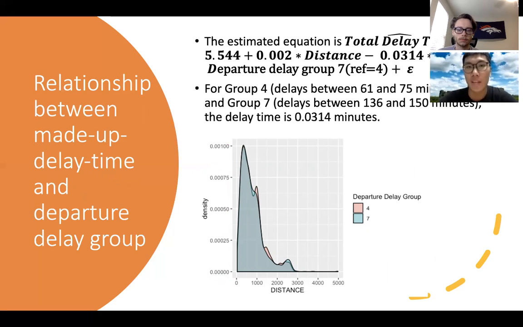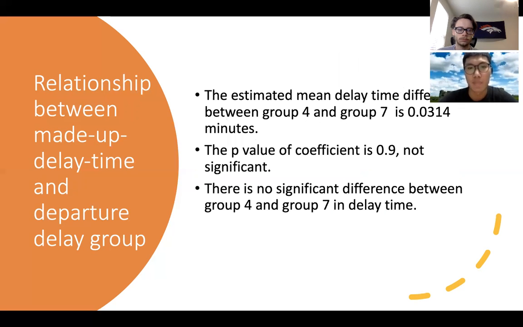The other relationship is between the delay time and departure delay group. Here's the estimated equation from the linear regression model, and we set group 4 as the reference to see the difference between group 4 and 7. Here's the density plot, and it seems there's no significant difference between the two groups. The p-value of the coefficient is 0.9, so it's not statistically significant. So there's no significant difference between group 4 and group 7 in delay time.